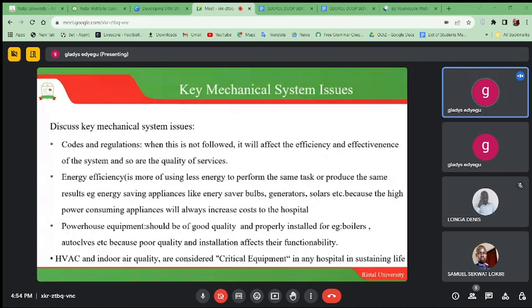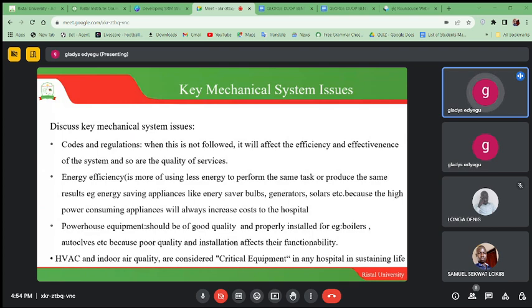So if we are supposed to follow the codes on how we are supposed to install either our generators or our electrical center points, and we don't put them well, then it is going to affect the services. So there are also codes and regulations in relation to mechanical system installations.